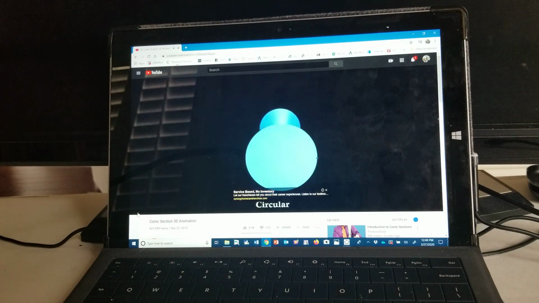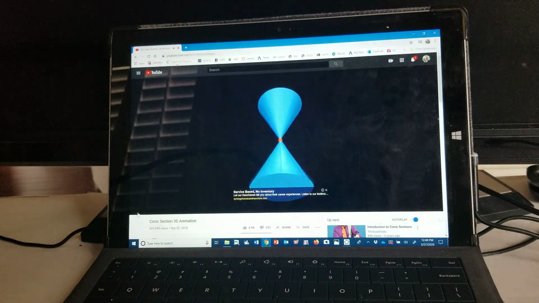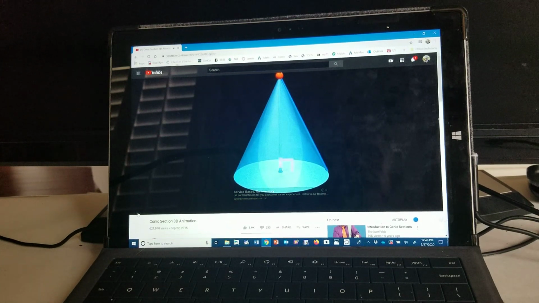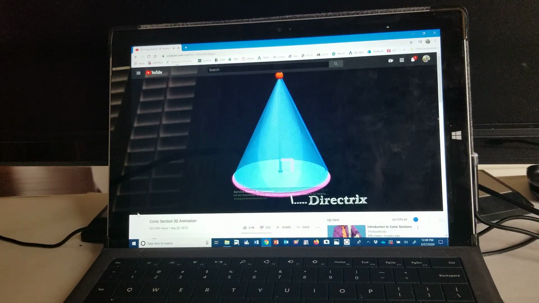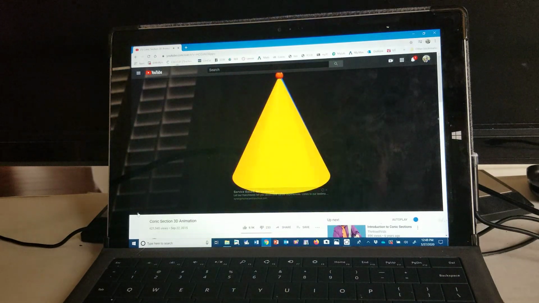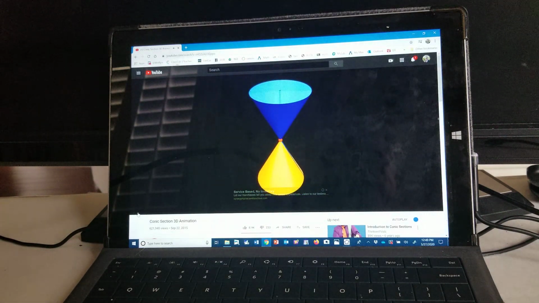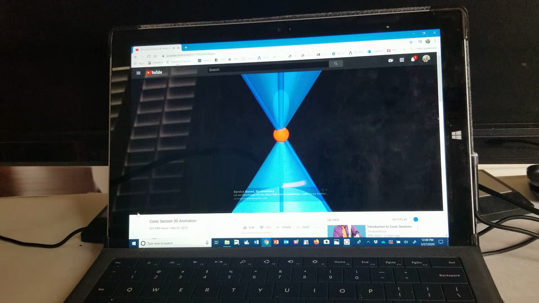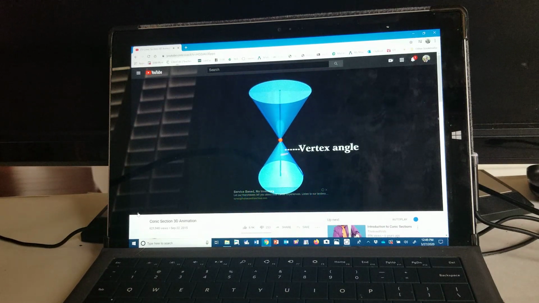A right circular cone has a circular base, and its axis is always the perpendicular line from the center of the base to the vertex. The perimeter of the base is called the directrix. The lateral surface of a right circular cone is called a nap. A double right circular cone has two naps. The nap above the vertex is called the upper nap, and that below the vertex is called the lower nap. Also, the angle between the generator and the axis is called the vertex angle.